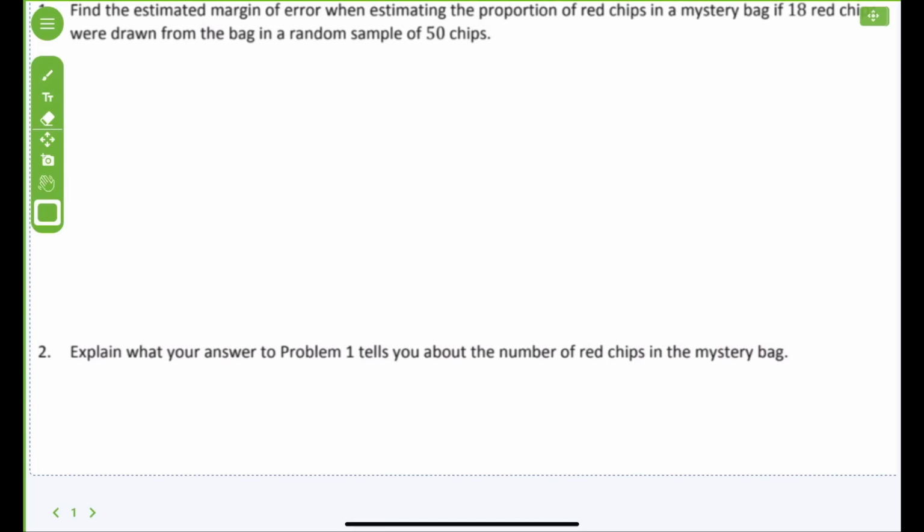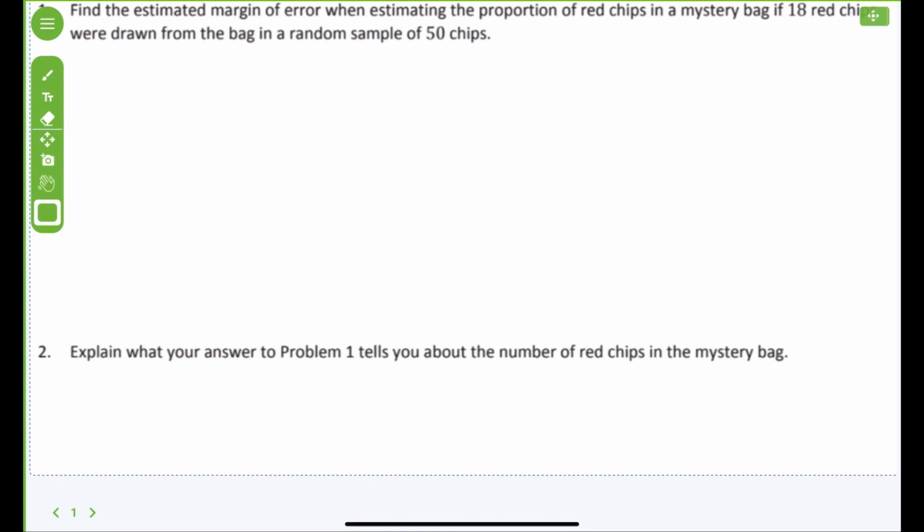Algebra 2, Module 4, Lesson 17 exit ticket. It says find the estimated margin of error when estimating the proportion of red chips in a mystery bag of 18 red chips that were drawn from a bag in a random sample of 50. Anybody know the margin of error, the estimated margin of error formula?